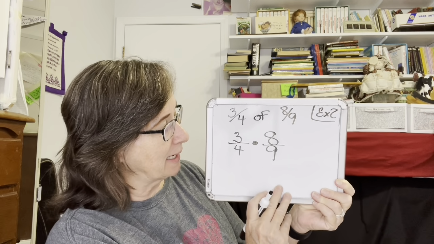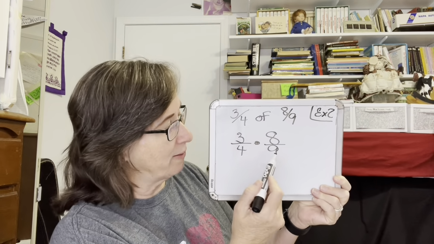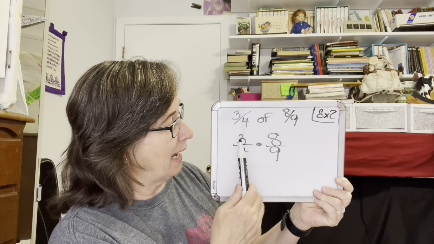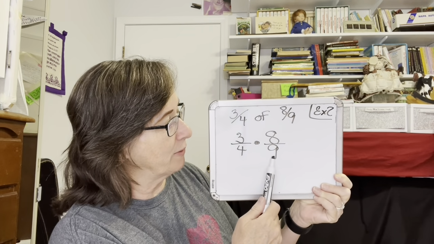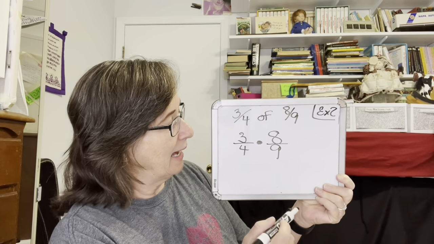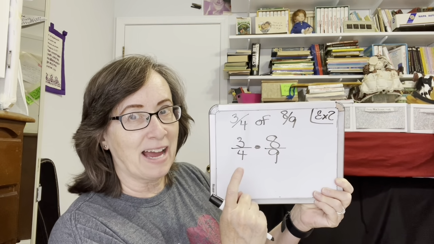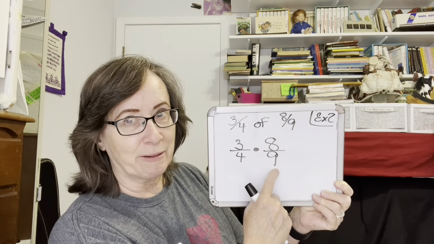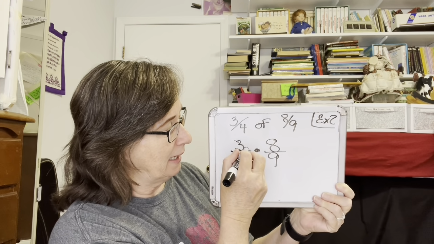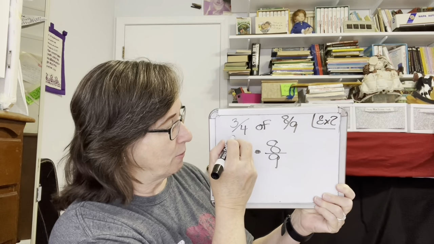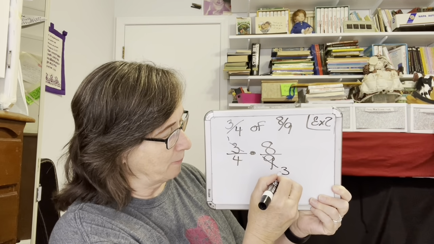When we're canceling, we want to look at any numerator with any denominator. I do not have to use the denominator that's right underneath the 3. I can go over here and use this 9. And I could say, 3 and 9 have a factor in common. There is a 3 inside of the 9. So if I look at 3 and I divide it by 3, I would get 1. If I divide this 9 by 3, I would get 3.